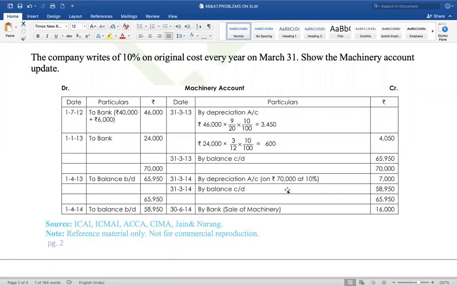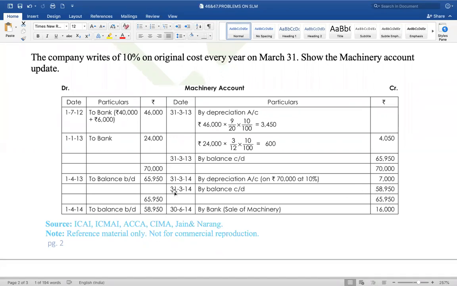What is that? It's a closing balance. Hence, we write carried down because it is on the credit side. By balance carried down. What does this by balance carried down indicate? It indicates it's a closing balance on the last day of the accounting year. What is closing now will become opening for the next accounting period.